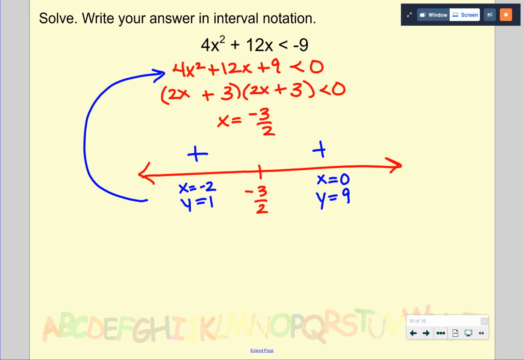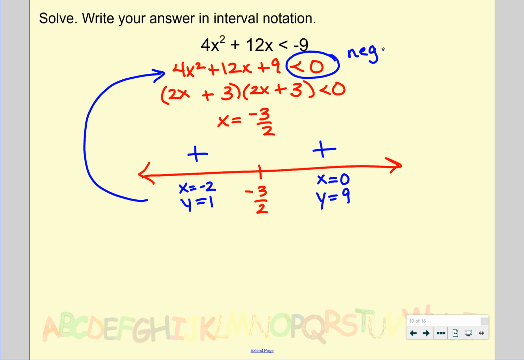9. So you get a positive. Am I looking for, in this problem, according to my inequality sign, positive or negative values? It's less than 0, so we are looking for negative values. So this interval is positive, and this interval is positive, so those are not part of my solution. The only other thing that could potentially be part of your solution is the breaking point, negative 3/2.